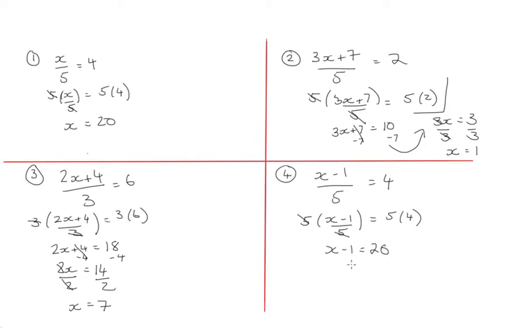Now I want to get rid of this minus 1, so I'm going to do the opposite. I'm going to plus 1 to both sides. So you're left with, sorry, I'll just get rid of that. So that cancels. So we're left with x is equal to 20 plus 1, x is equal to 21.